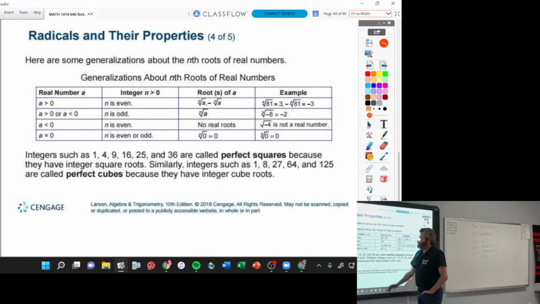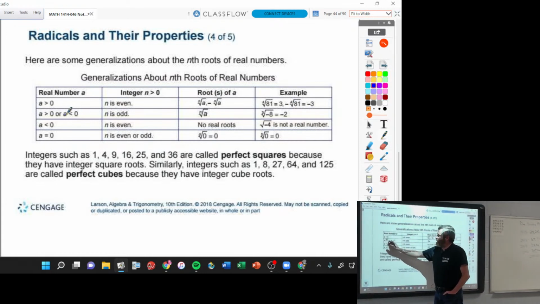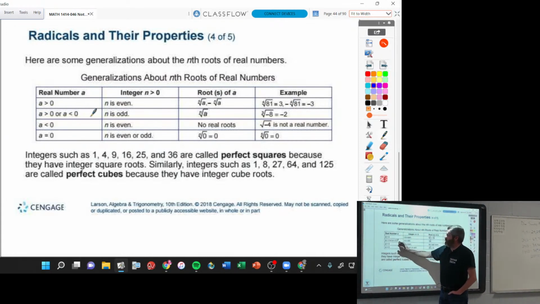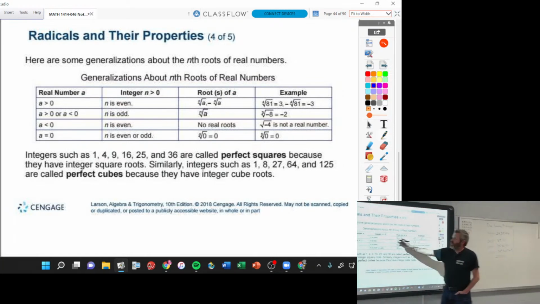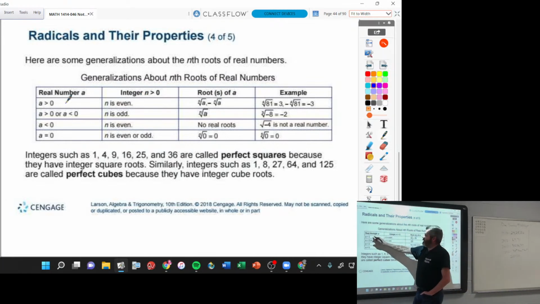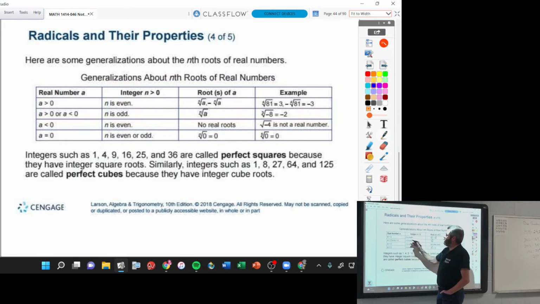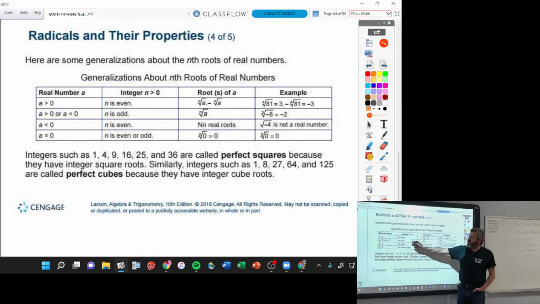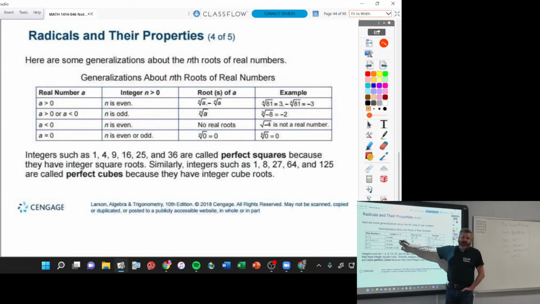Now, if a is greater than 0 or less than 0. Notice the difference between the first one and the second one: the first one, we were taking an even root, and the second one, I'm taking an odd root. When taking an even root, a must be positive. When taking an odd root, a can be anything but 0.